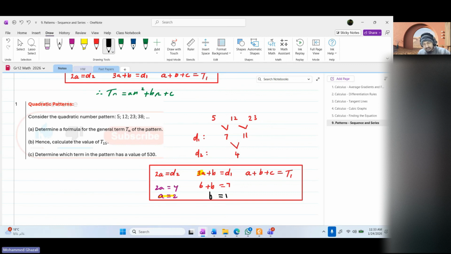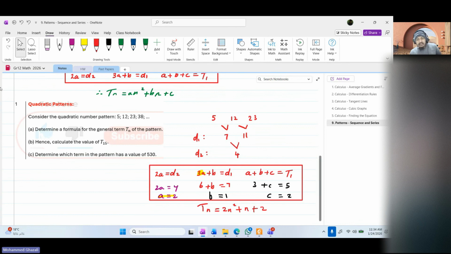2 plus 1 is 3. So a plus b is 3. Okay, so 3 plus c is equal to term 1, which is 5. Therefore, c is equal to 2. Okay, so now we got a, b, c. Now we can find the general formula, which is tn is equal to 2n squared plus b is 1, so plus n plus 2.